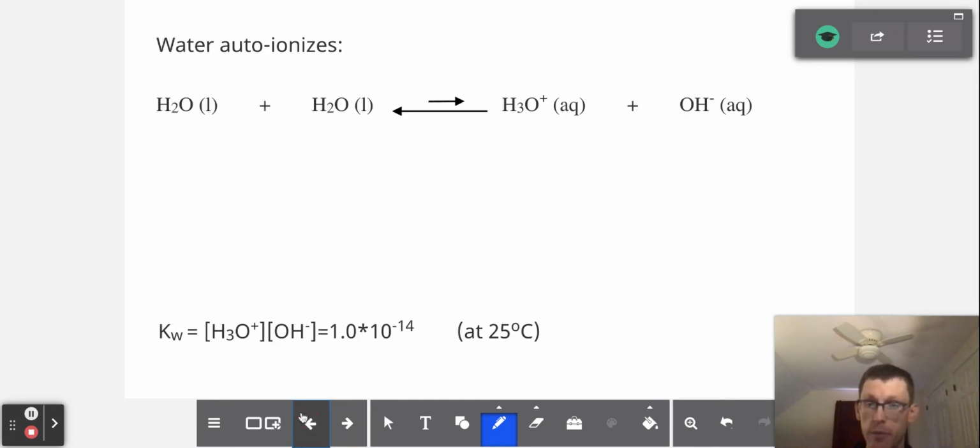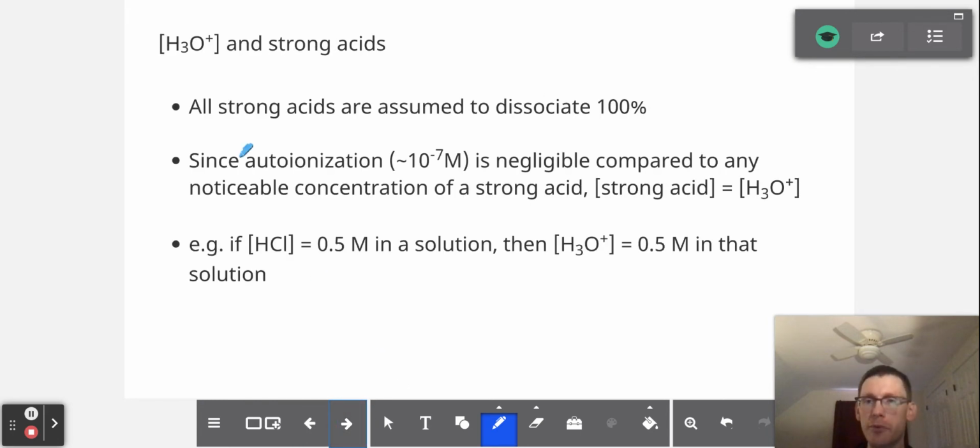In a pure sample of water, of course, the concentration of H3O+ and OH- has to be equal, because for a water molecule to pick up a hydrogen ion, another water molecule has to lose a hydrogen ion. So that is that. Now, in the case of strong acids, the H3O+ concentration rises, and all strong acids, we just assume that they dissociate 100%.